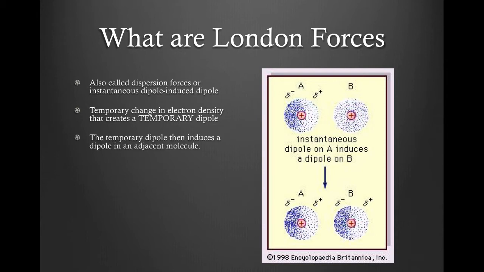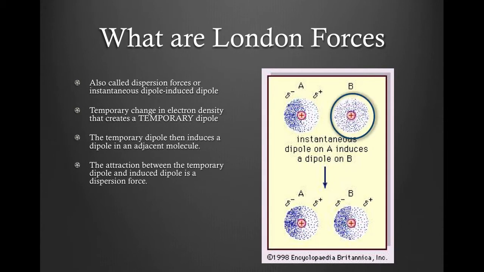So if you look right here at letter B, we have a symmetrical density of electrons around the proton. Now, every once in a while, you'll have a disruption in symmetry, and one side of the atom or the molecule will have a greater electron density than the other, so you'll have a non-symmetrical density of electrons. And so this creates a temporary dipole.